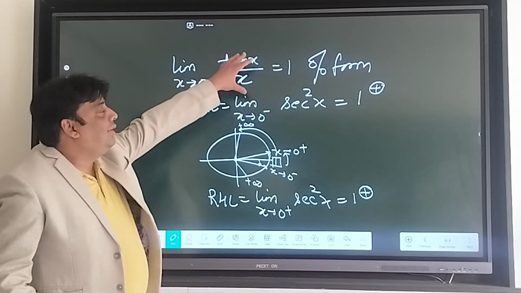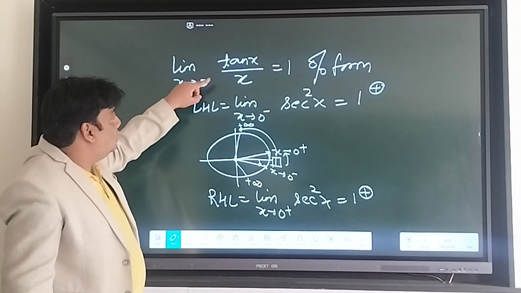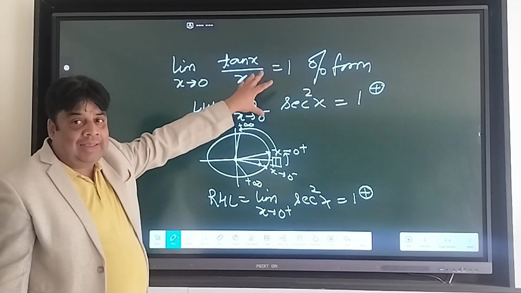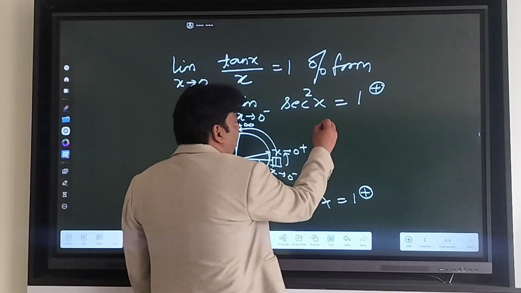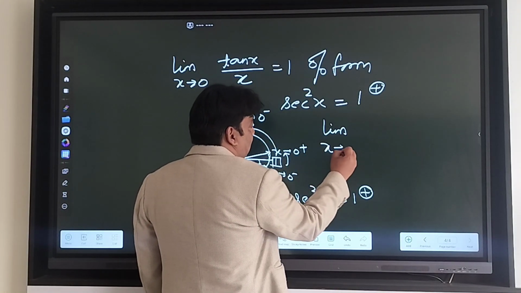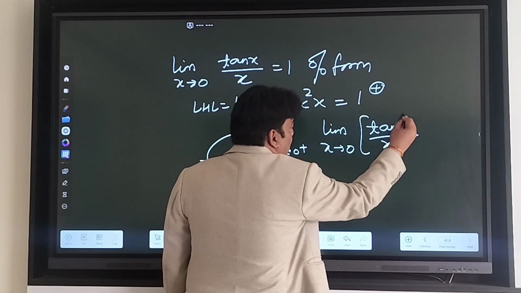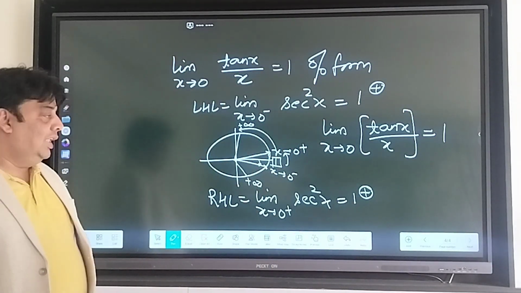So although we say that this is 1, it means that when x is tending to 0, tan x by x is tending to 1. It does not mean that it is exactly 1. It is a value slightly greater than 1. Now if I apply that greatest integer sign here, greatest integer of tan x by x, the answer to this question will be 1 because it is a value greater than 1.